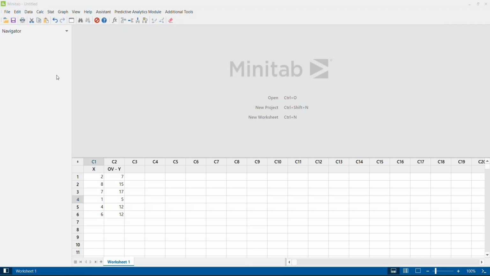Dear viewers, welcome to another video in the series of Minitab tutorials. In this video, we are going to understand how we can perform simple linear regression using Minitab.